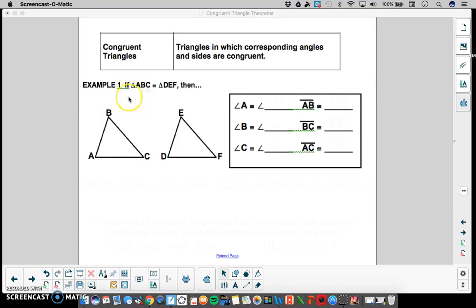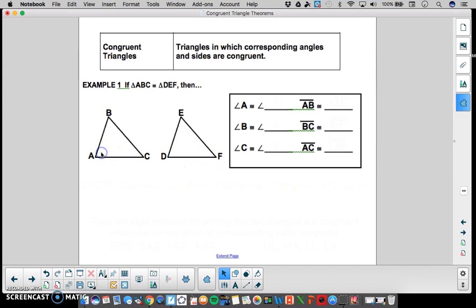So looking at these two triangles, if we know that triangle ABC is congruent to triangle DEF, then we know all of the corresponding parts will be congruent. So we would know angle A would match with angle D. We know that they match up from our statement. Angle A and D are the first letter. So angle A is congruent to angle D. B will be congruent to E. C will be congruent to F. So all of our corresponding angles are congruent.